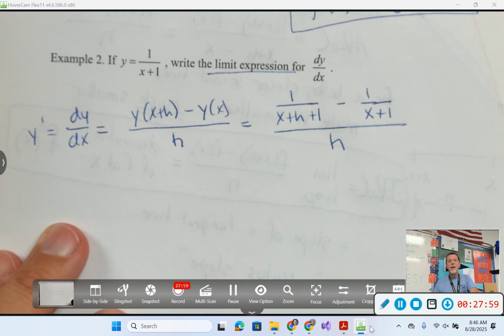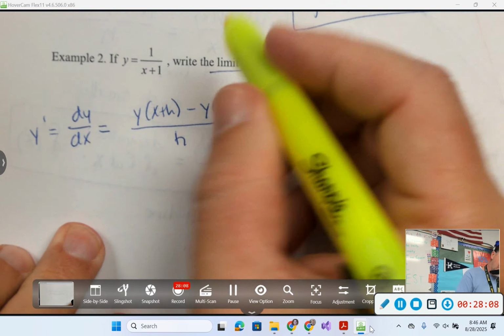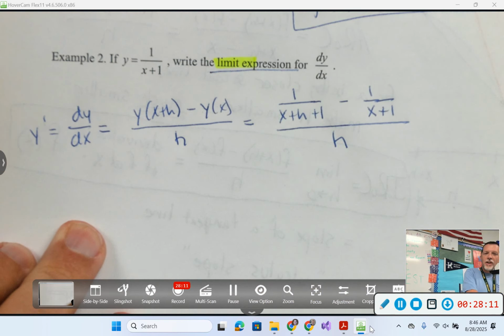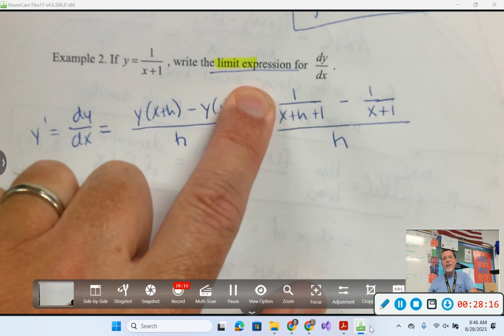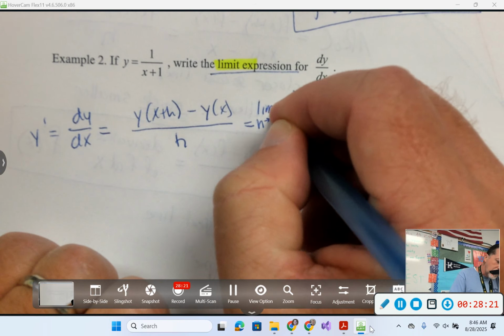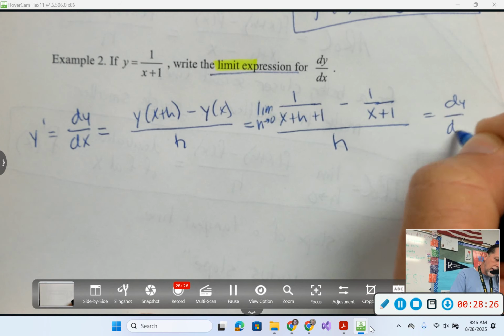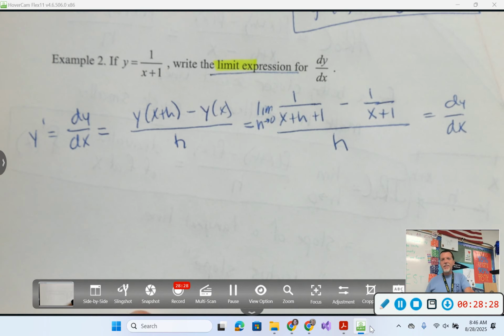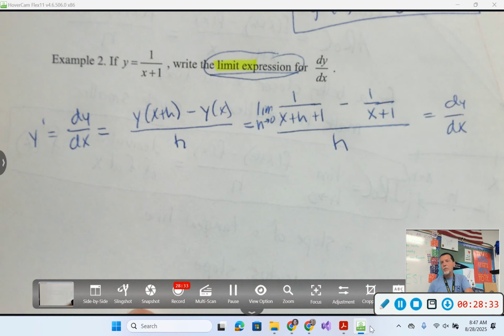Oh, that's not quite right. I left off something. What I have written isn't wrong, I just haven't written everything I need to write. The key word there, limit expression. I need my limit in there. Right? Without the limit, that's an algebra 1 slope. To turn it into the calculus slope, I need the limit. Normally that's not a very good stopping point, but the instructions say write the limit expression, so that's the limit expression.